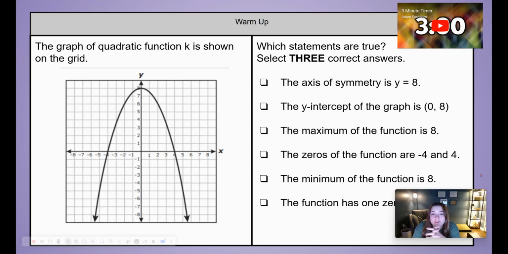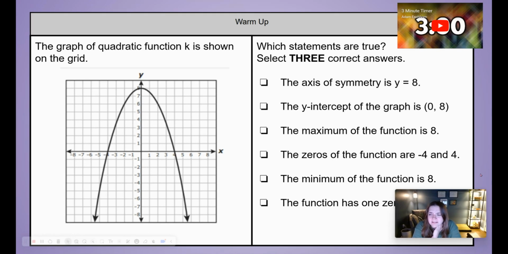Remember, you are going to do your own copy, and you are going to put that copy in your algebra folder, okay? You can see, well, the bottom one you can't hardly see because of my face, but it basically says the function has 1, 0. Then the top one says the axis of symmetry is y equals 8.